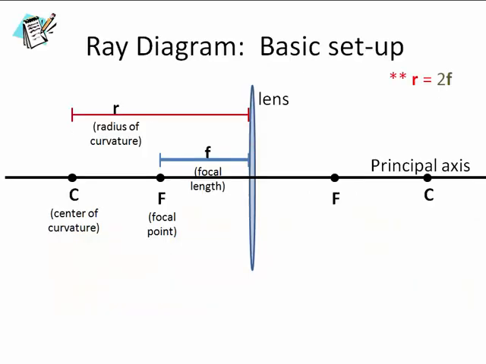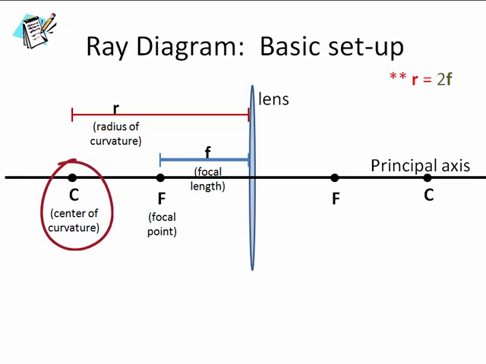Here are the basic parts of a ray diagram. First of all, you have a lens in the center and a principal axis running horizontally through the lens. On either side of the lens is a focal point, which is where rays of light will meet up. The focal point always tells you how to angle rays of light when they refract. More on that later.